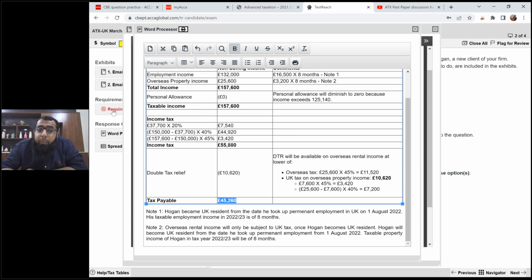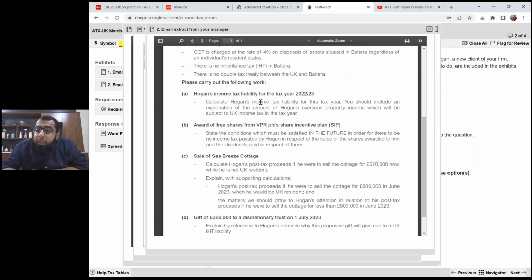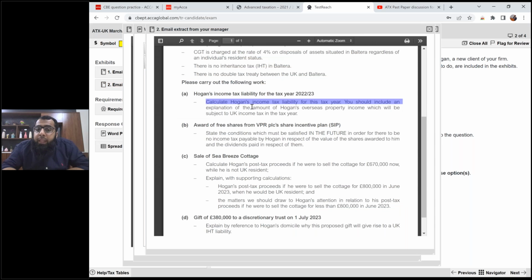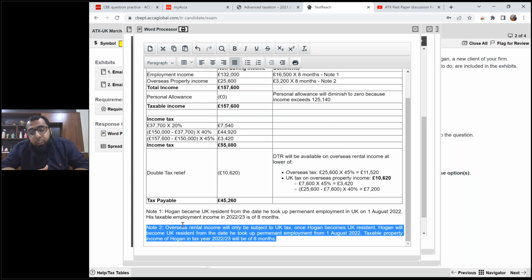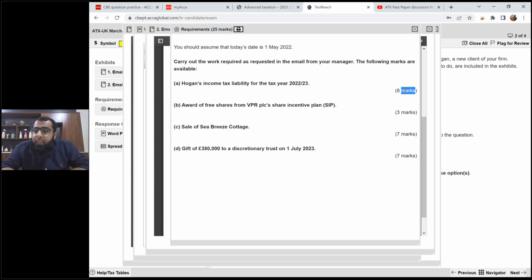Let me read the requirement if we have left anything or we are done with it. Calculate Hogan's income tax liability for this tax year. See, we have calculated the income tax. Then, you should include an explanation of the amount of Hogan's property income which will be subject to UK income tax in the tax year. So I've also given the explanation of how much rental income will be subject to UK tax. Is there anything left? It's over. How many marks are done? 8 marks.